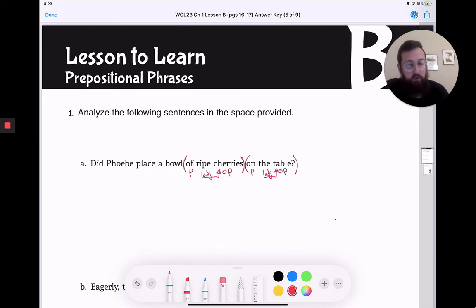Now I can go through and find all my essential items. So who's my sentence about? It's about Phoebe. What did Phoebe do? She is going to place. So that's my verb, and it's actually going to be a predicate verb. Now, I also have another sentence. Usually a question is going to be started with a helping verb.